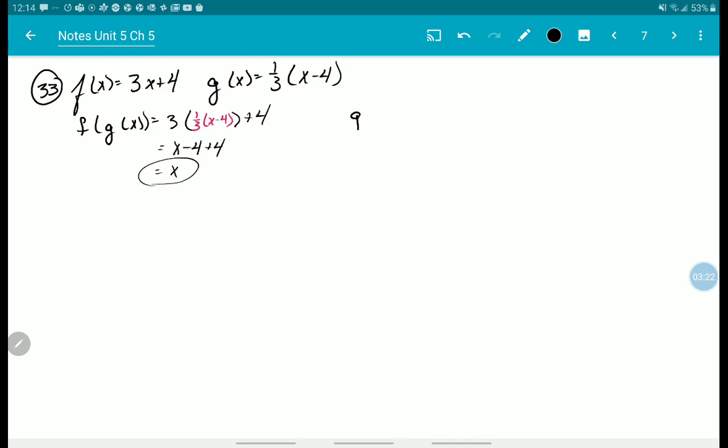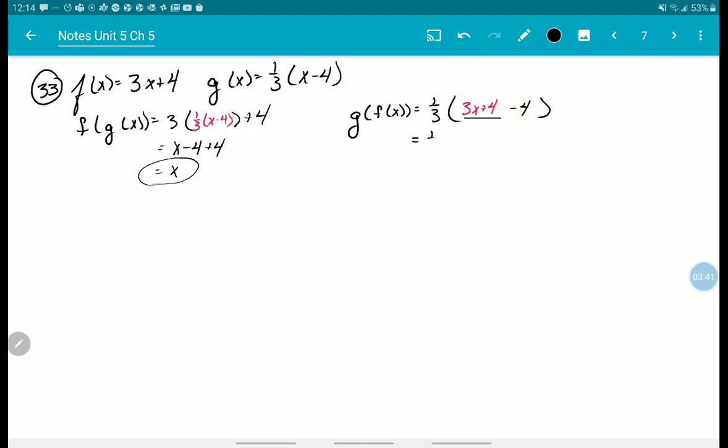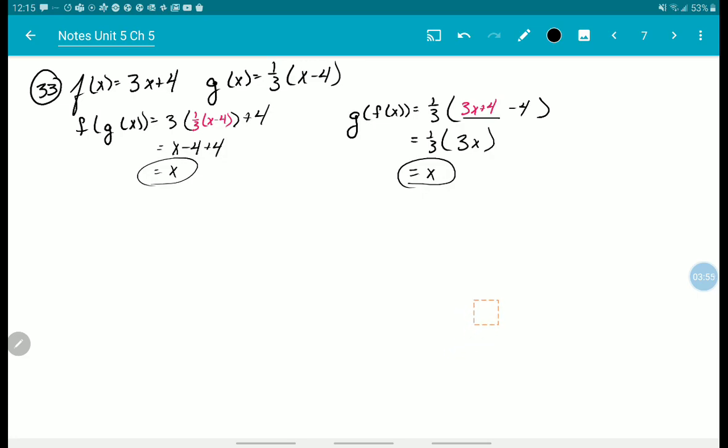Now let's do this in the opposite order. Let's look at g of f of x. Our g function is 1/3 times x minus 4. Now I'm going to substitute in 3x plus 4. Order of operations, I have to deal with that inside first. 4 minus 4 cancels. 1/3 times 3x is x. So you see how we're getting x both ways here. This is a way for us to verify the inverses.